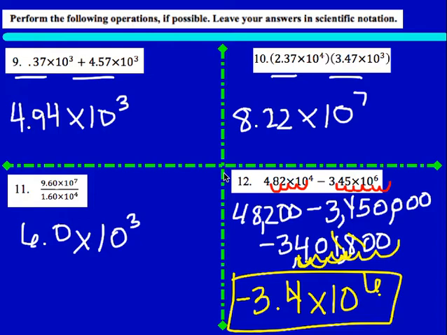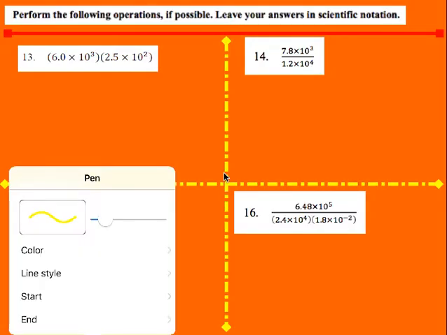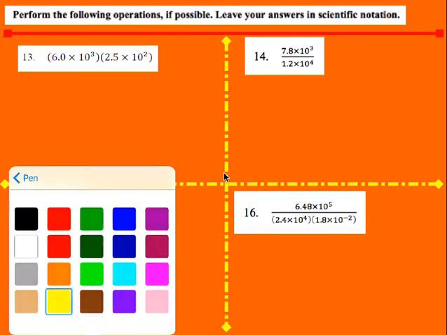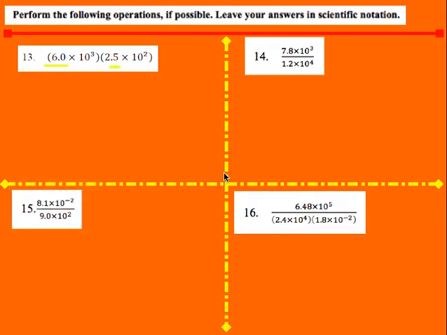So let's go ahead and take a look at some more examples. Taking a look at this one right here, we have 6.0 times 2.5. I'm going to multiply those together and I get 15, times, and then we're going to add our exponents. 3 plus 2 is 5.